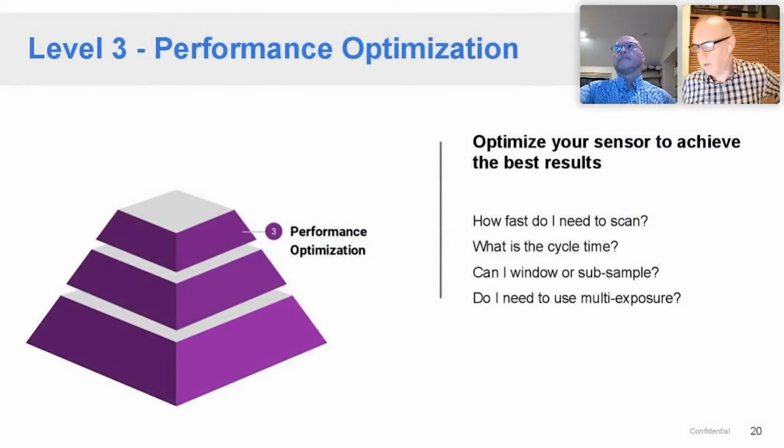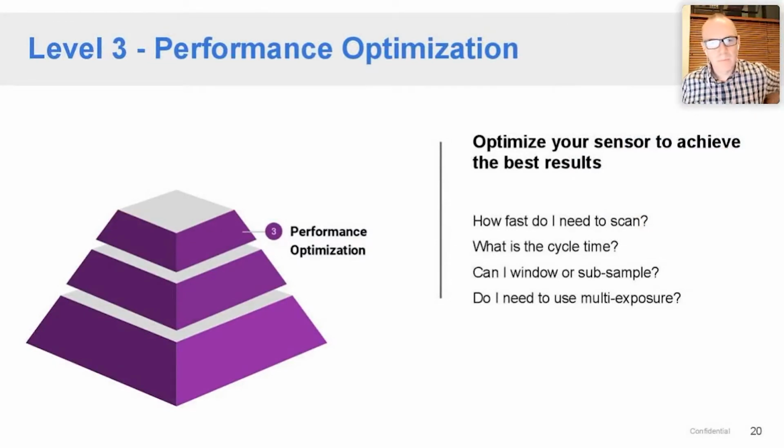All right, thank you, Len. So Len kind of went over the two base layers of the pyramid, which is really very important, which is getting the right sensor type, whether it's a line confocal or the laser line or the snapshot, and then selecting the proper model. Once you've done that, then it's really a matter of optimizing for your specific application.